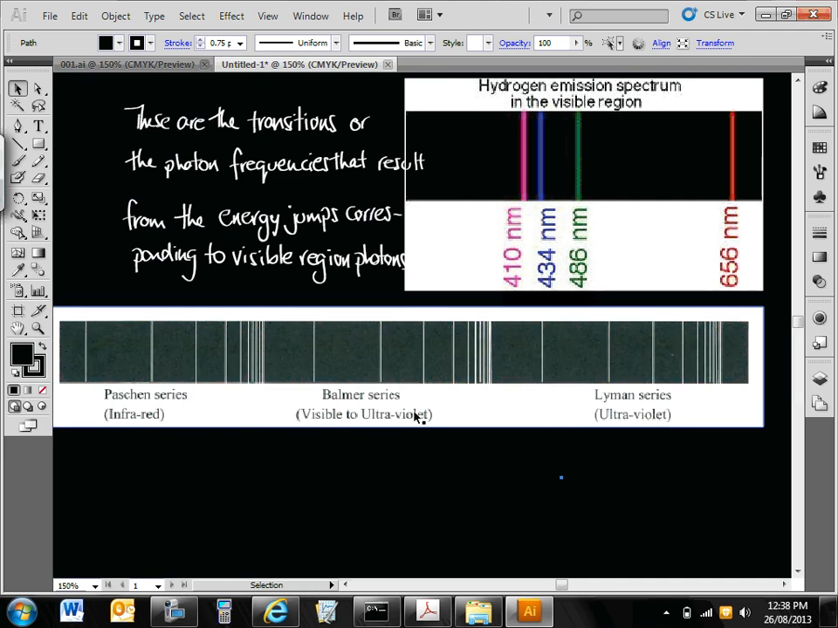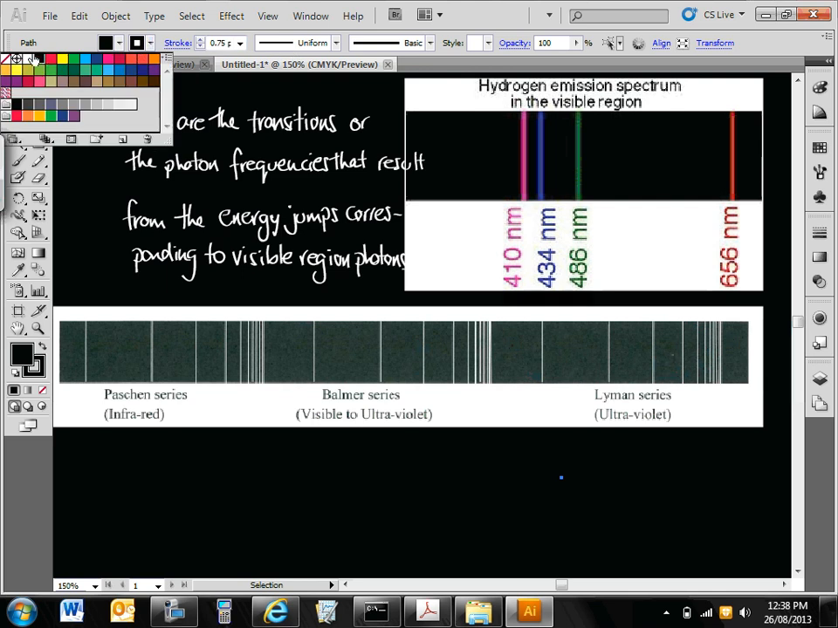So here we have, this is Balmer region here. So Balmer series, these are visible to ultraviolet. Paschen series, here the infrared, so we can't really see these and they wouldn't be shown on our spectrum chart. Over here on the right hand side, the ultraviolet region of the spectrum, we can't see these either.